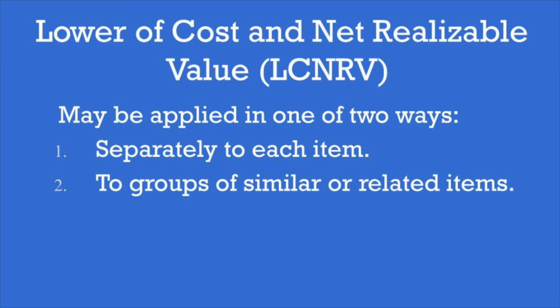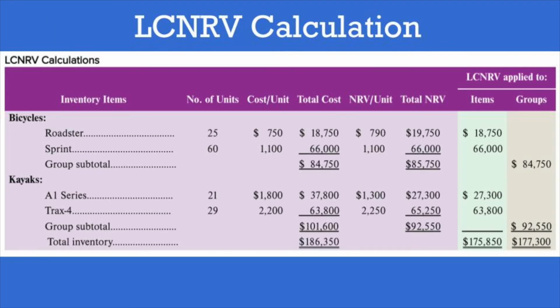First of all, separately for each item, which works really well if you can individually value each item, or to look at groups of similar or related items and reduce the value of them. Let's look at an example of the lower of cost or net realizable value calculation. When it's calculated, we can look at it from an individual item or a group level. So let's look at it from the individual level first.